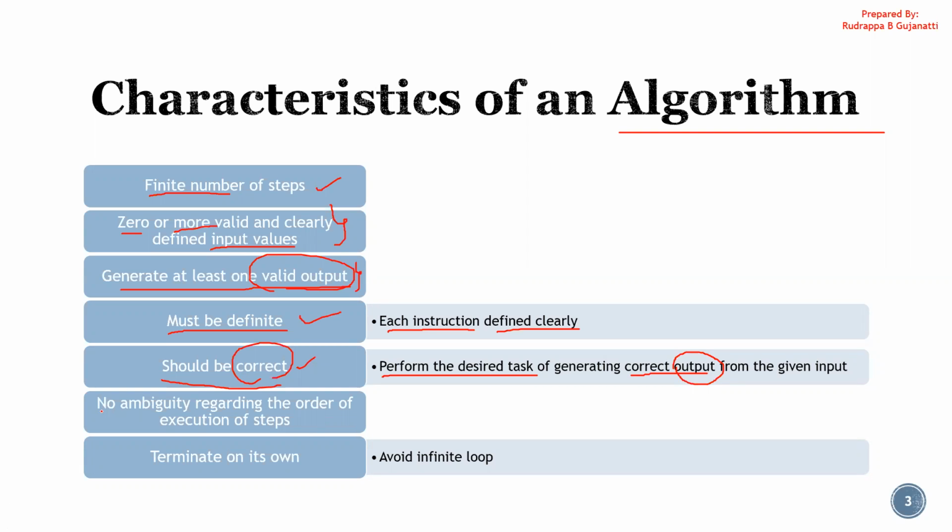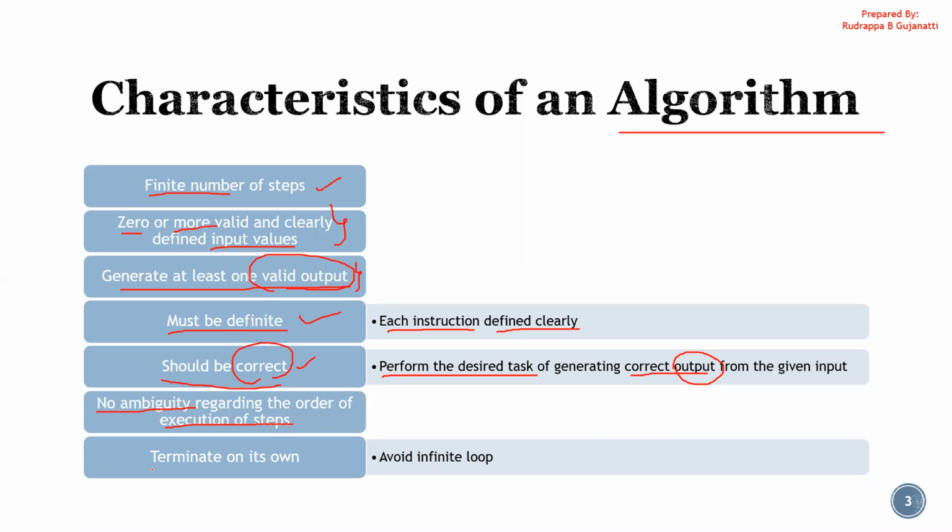Now, apart from this, there should not be any ambiguity in the order of the execution of the steps. That is, step two should follow step one. There should not be ambiguity whether step one should come later or whether step two should come later. If there is ambiguity, then it might lead to incorrect results. So even that has to be taken care of in these aspects.